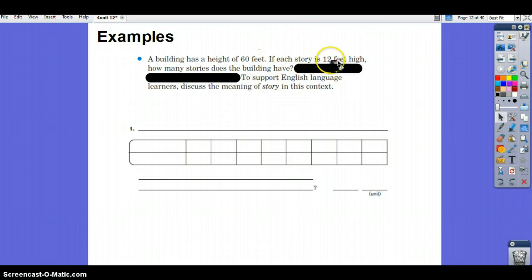A building has a height of 60 feet. If each story is 12 feet high, how many stories does the building have? Well, if each story is 12, I would look at how does 12 become 60? By multiplying by 5. Excuse me on that. Each building that has a height of 60 feet has 5 stories.